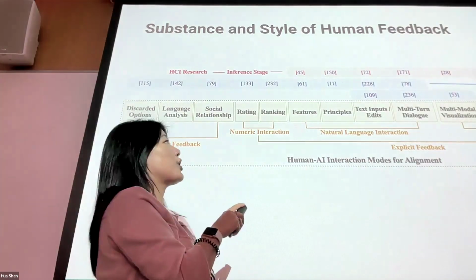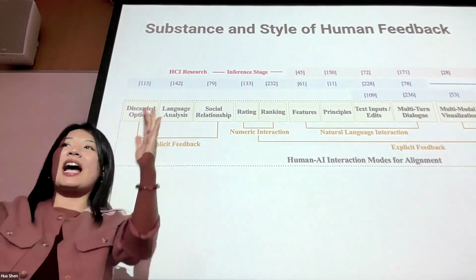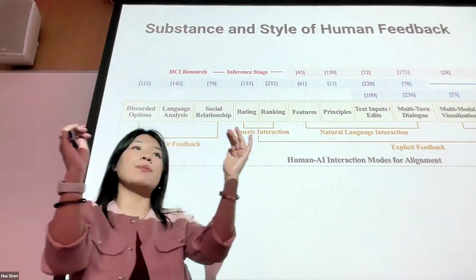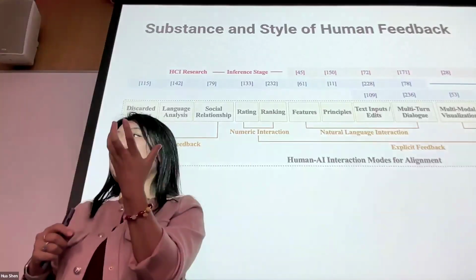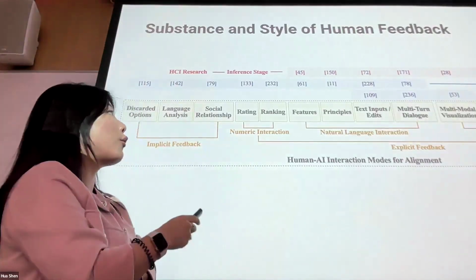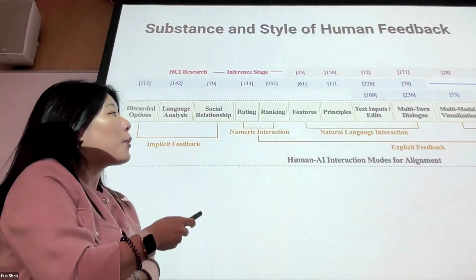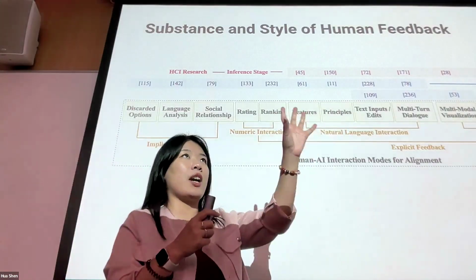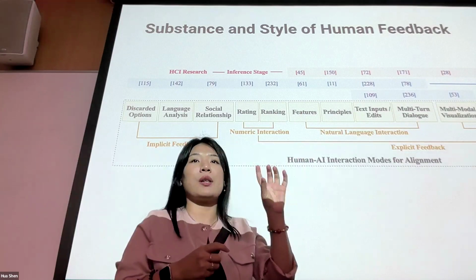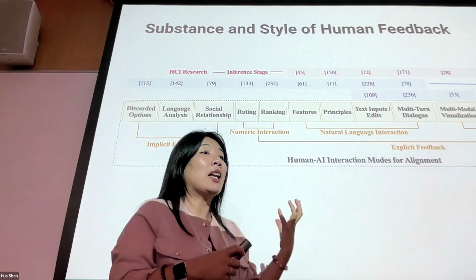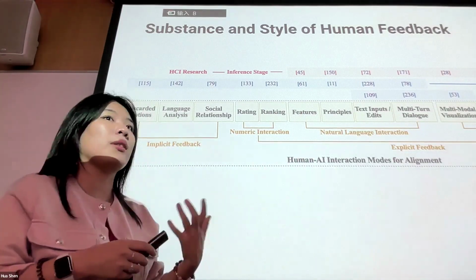And then the features, you might also be familiar, such as highlighting the span of the input or having a heat map of the image. They are all features of the data. Principles basically means different lines of the key principles, the most important values described in natural language.